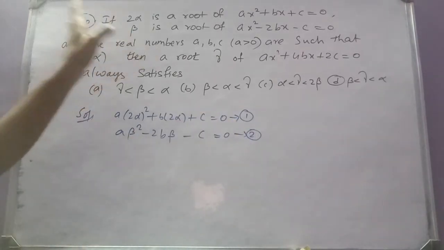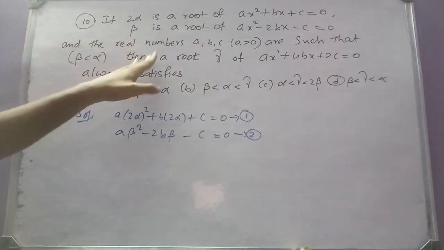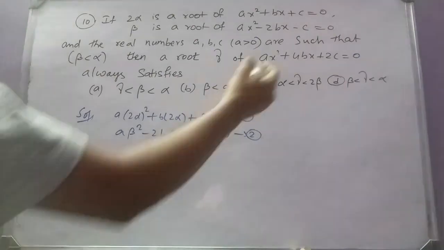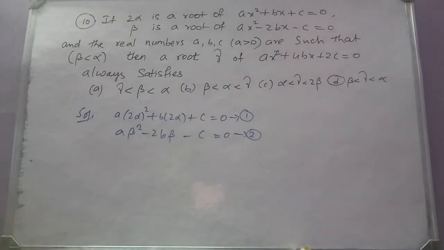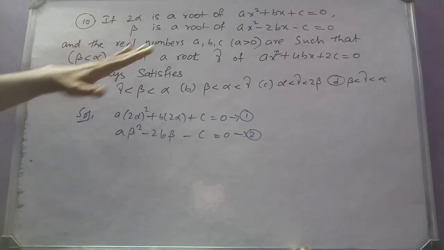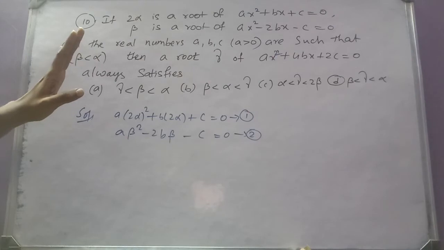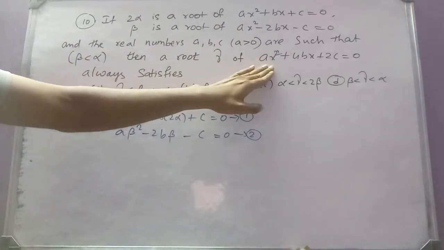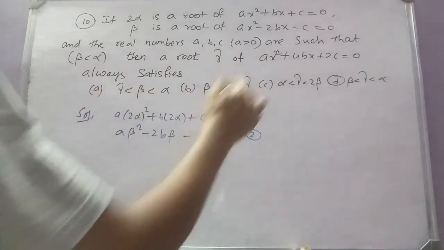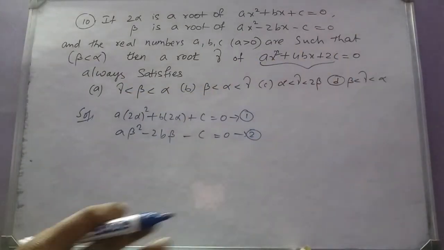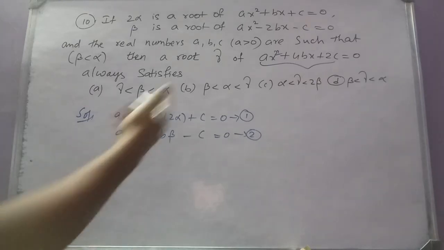And a, b, c are real numbers, where a is positive, such that beta is less than alpha. Then a root gamma of the third quadratic equation always satisfies. Remember, dear students, whenever these kind of questions are given, where various quadratic equations with various roots are given, let us take the third one, because they are discussing gamma. Let us take this quadratic expression as h of x, g of x, f of x, your wish. I'll take it as f of x.